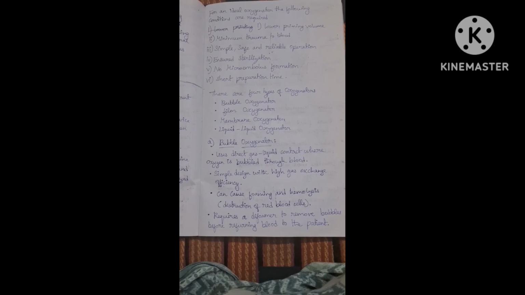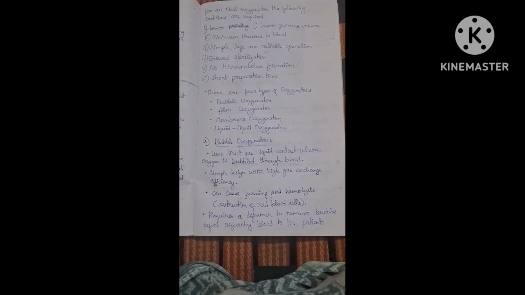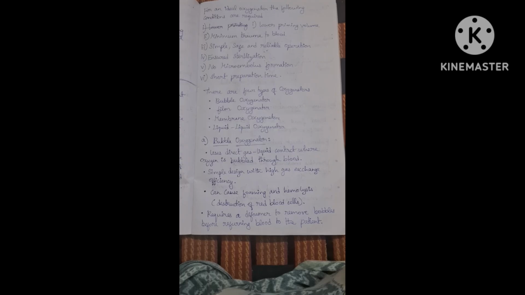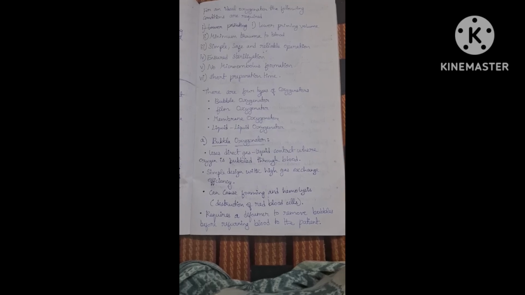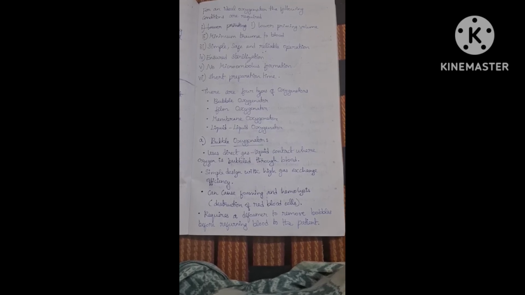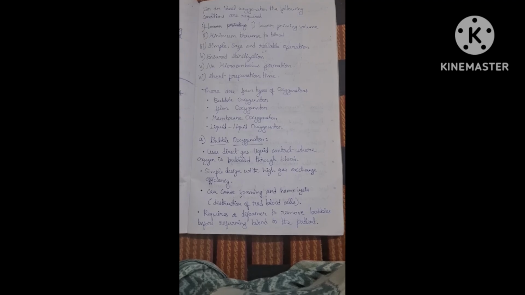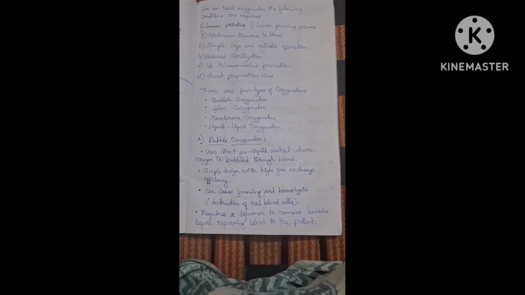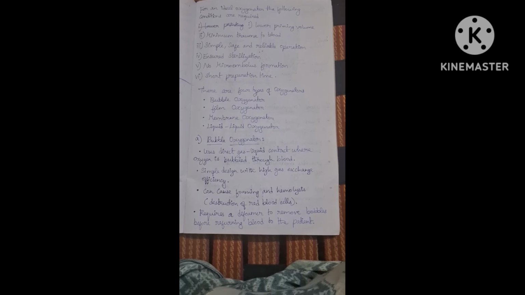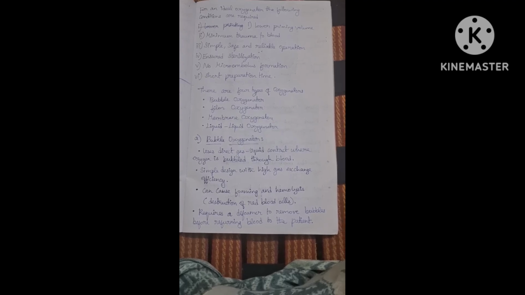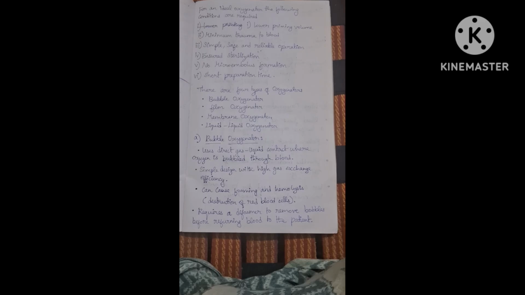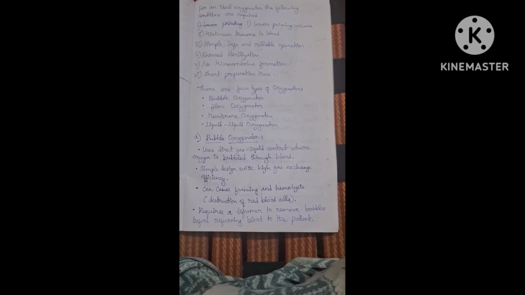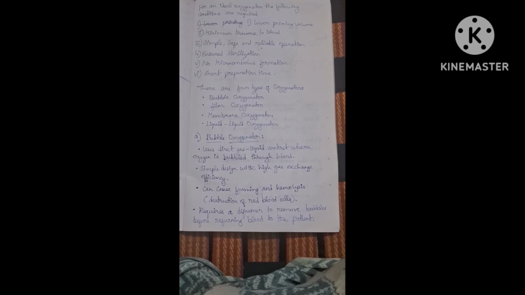For an ideal oxygenator, the following conditions are required. There are 6 conditions. The first condition is lower priming volume, minimum trauma to blood, simple, safe and reliable operation, ensured sterilization, no microembolus formation, short preparation time. There are 4 types of oxygenators: bubble oxygenator, film oxygenator, membrane oxygenator, liquid to liquid oxygenator.